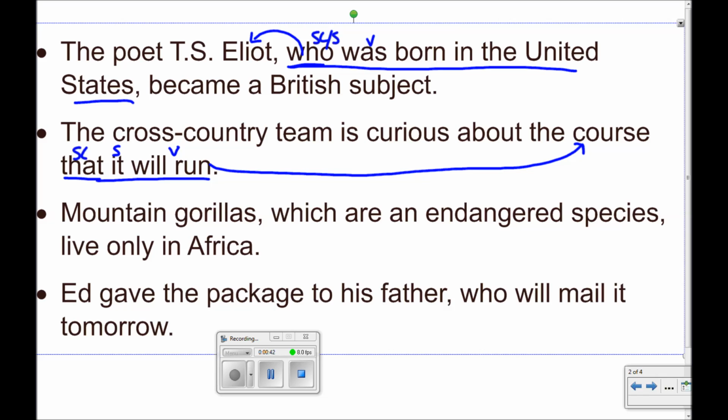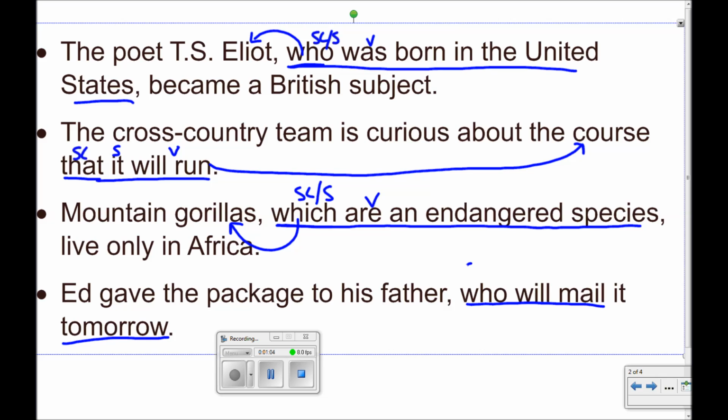In 3, which is my subordinate conjunction. My entire clause is which are an endangered species. That's describing the gorillas. Which is also my subject as a relative pronoun, and are is my verb. In the last example, who will mail it tomorrow is my clause. Who is both my conjunction and my subject. It's a relative pronoun. Will mail is my verb. And this clause is describing Edward's father.